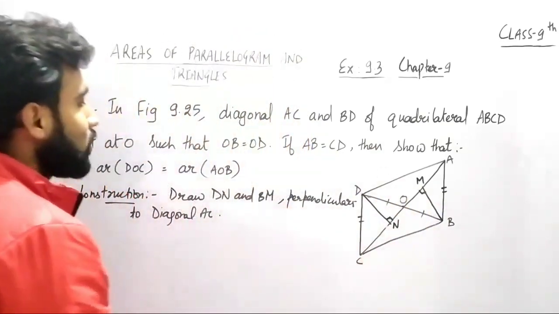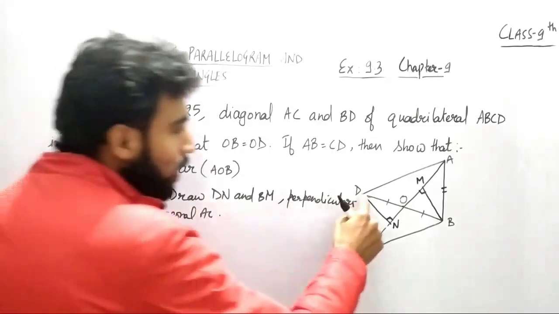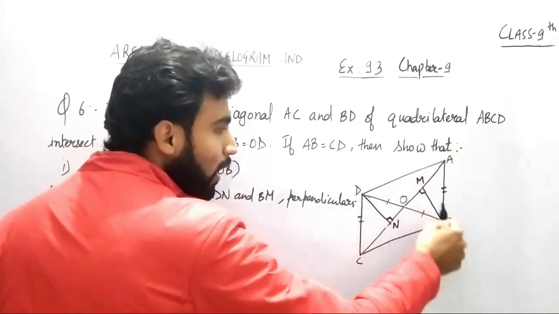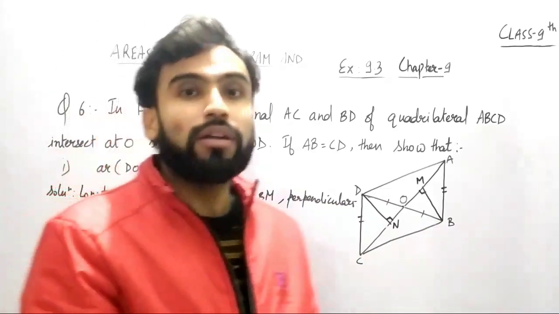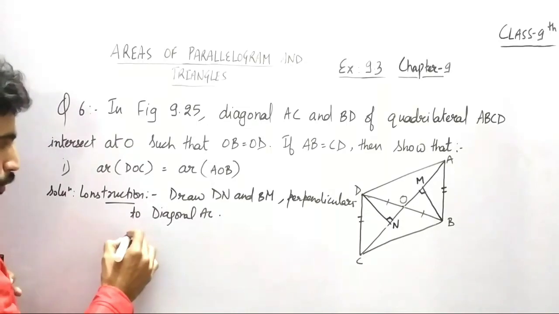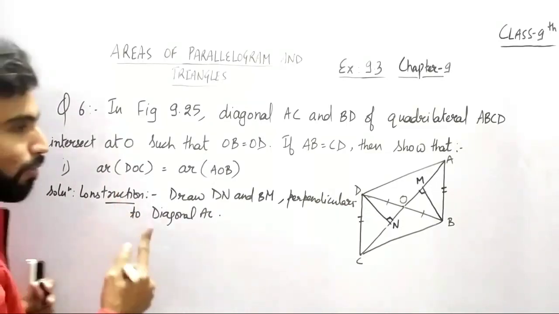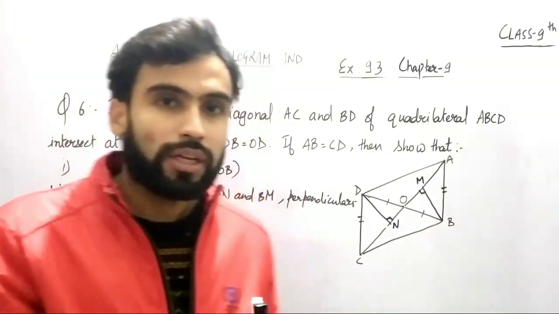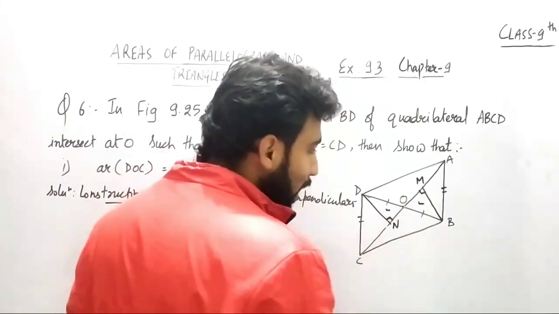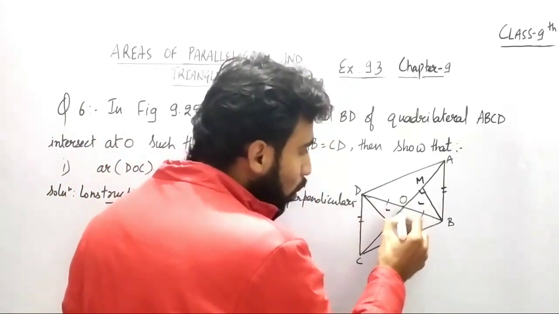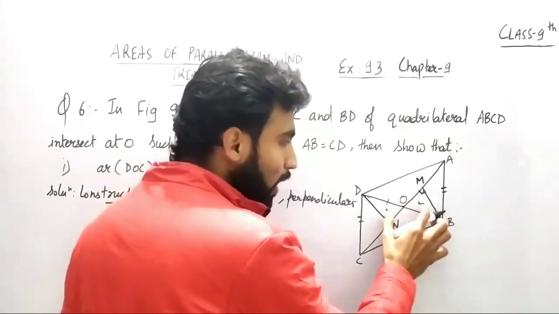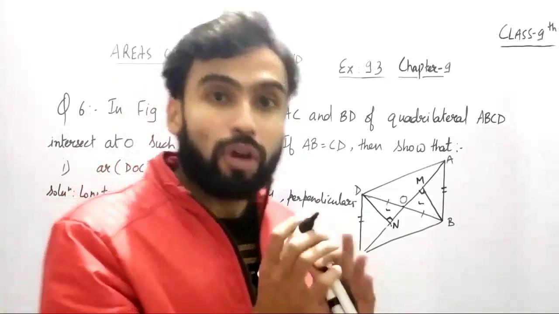Now we have to prove that triangle DOC is equal in area to triangle AOB. This is our motto to find out. So starting off my proof here, the first thing is I'm going to take these two little triangles forming in between, DON and BOM. I'm going to take these two triangles and prove them congruent.